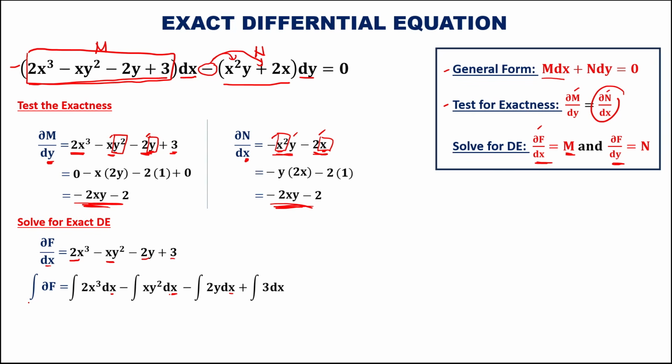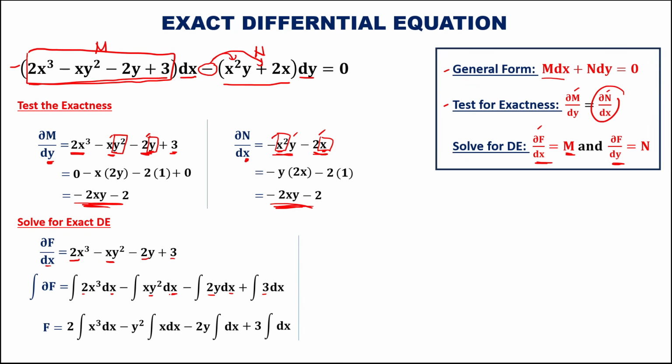So for this integral of partial f, this is equal to f. Then put this constant outside. Then again, y becomes a constant, so put that y^2 outside. Then this 2y becomes a constant. So the integral of dx, then 3, becomes a constant. So put the 3 outside.